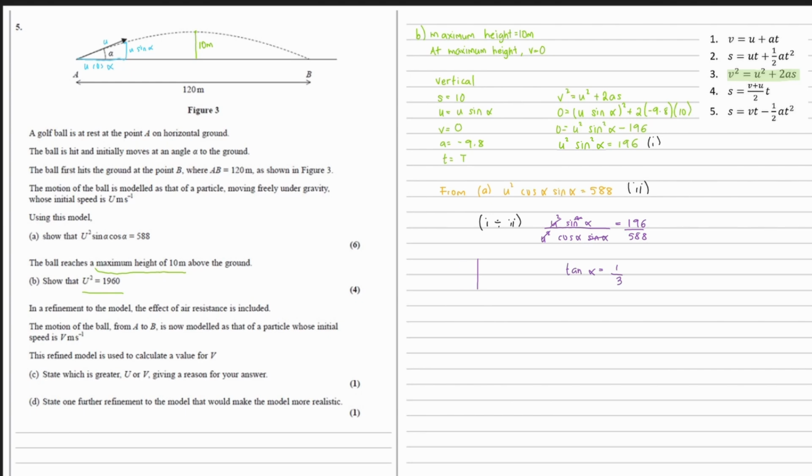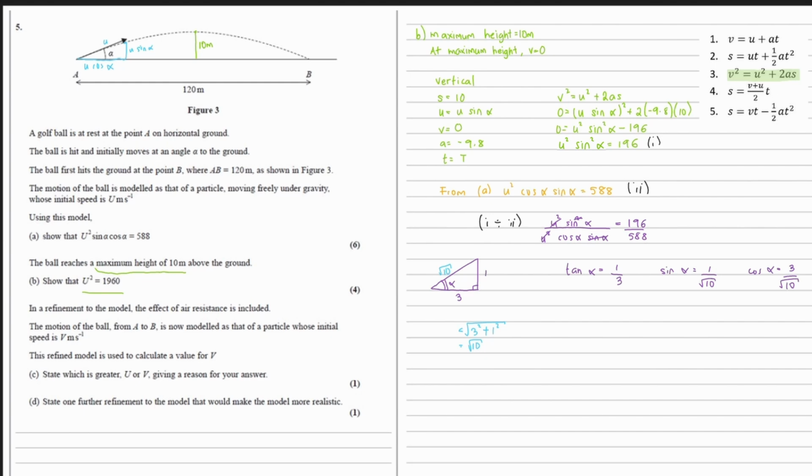We therefore now have the values of the opposite and adjacent side of a right-angled triangle with angle alpha. And in order to find the hypotenuse, we can use Pythagoras' theorem. 3 squared is 9, 1 squared is 1. This therefore gives us root 10. Our hypotenuse is therefore root 10. And using this, we can now write values for our sine alpha, which will be opposite over hypotenuse, which is 1 over root 10, and cosine alpha, which will be adjacent over hypotenuse, which will be 3 over root 10.